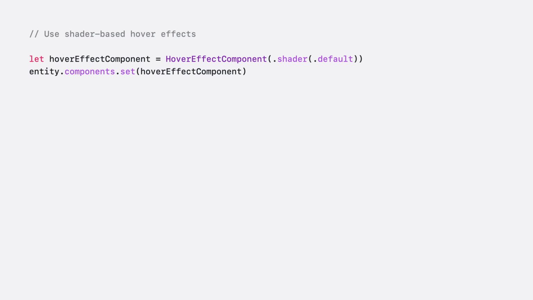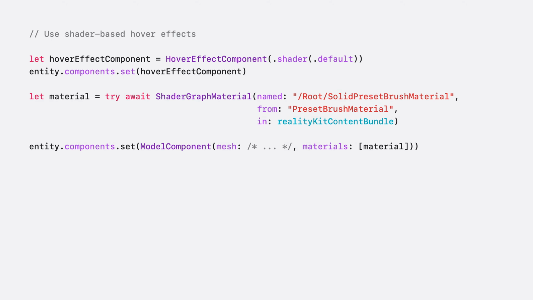It looks great. To use shader-based hover effects, first create a hover effect component with the shader setting. Then use a shader graph material. It will receive updates to the hover state node.